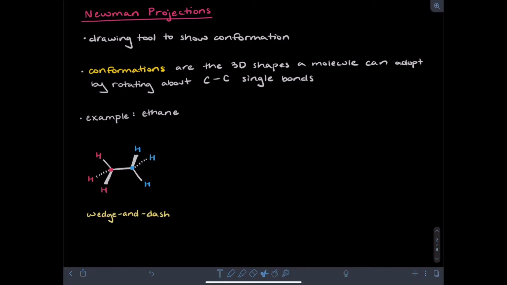Here is a wedge and dash structure of ethane. There are many ways you can draw this, but I've chosen this one. My two carbons I've labeled as pink and blue, and notice that each carbon is tetrahedral. To draw the bonds, I show two bonds as lines, one wedge and one dash per carbon. To get to my Newman projection, I'm going to imagine taking this molecule and rotating it 90 degrees.